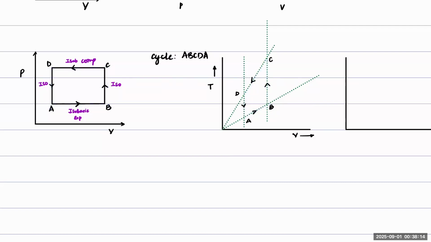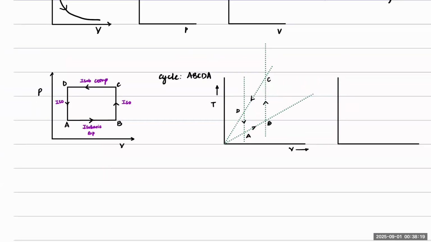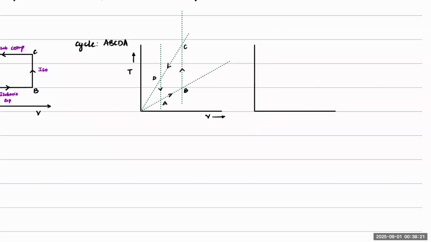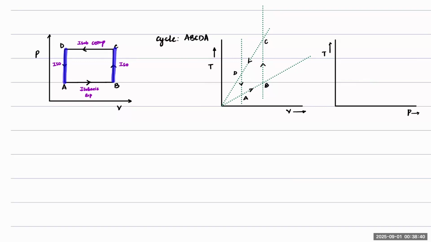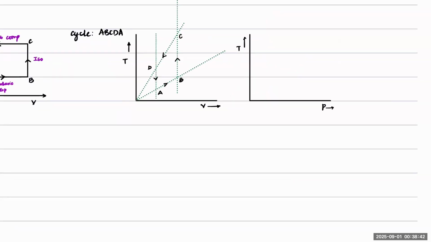Everyone clear on this? And if you do the same thing for, let's say, temperature versus pressure now, how does the graph transformation look? Again, B to C is at constant volume and D to A is also at constant volume. You know that for a constant volume part, you will again notice the same thing, that it should pass through the origin like this. Okay.